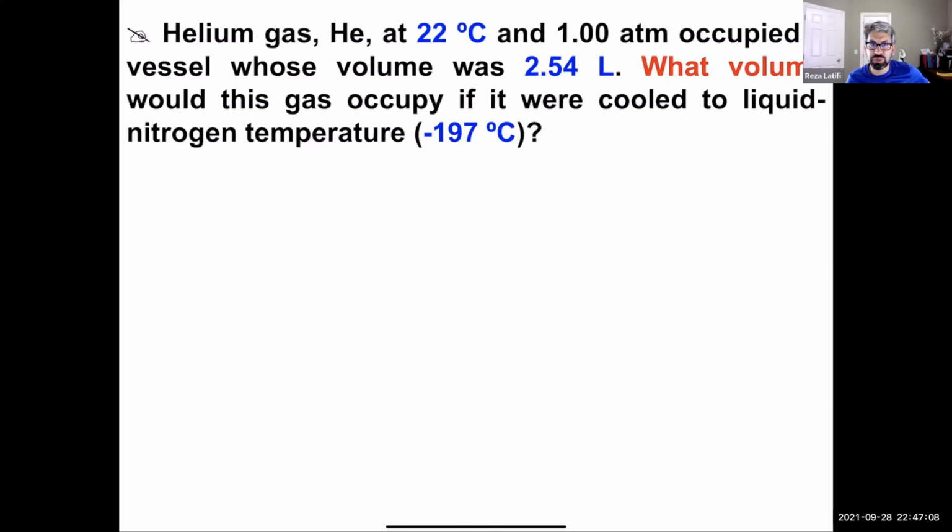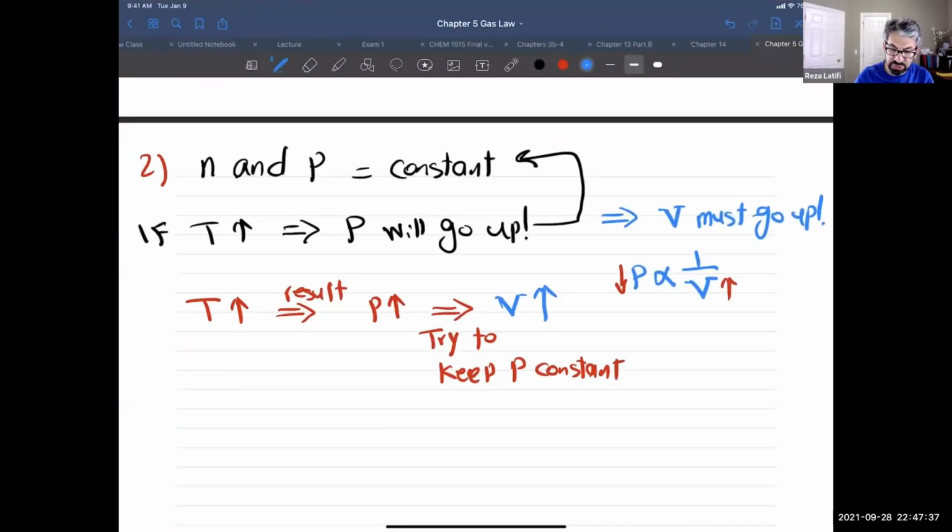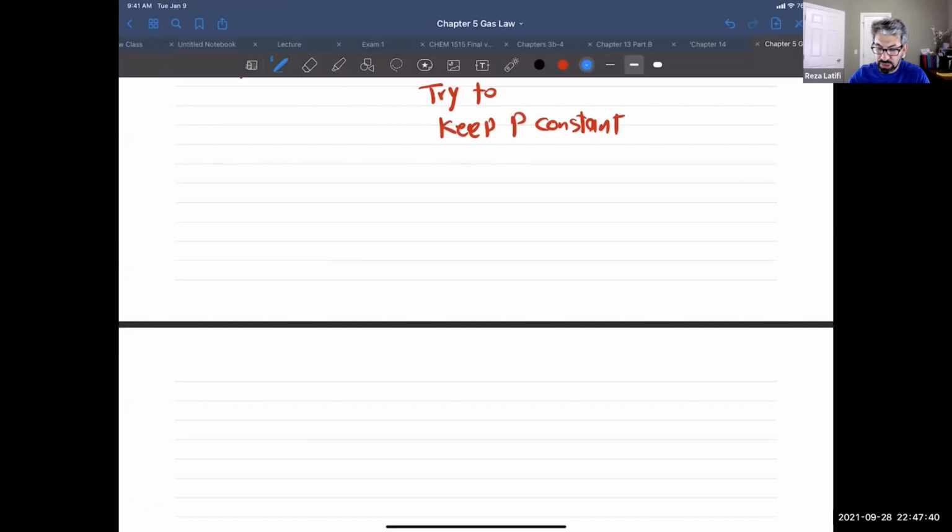It says the initial temperature is 22 degrees Celsius. Initial volume is equal to 2.54 liter. We keep the pressure constant, 1 atmosphere. Now tell me what's going to be the final volume when the final temperature is minus 197 degrees Celsius. So you have both temperatures. You have the initial volume. You're looking for the final volume. Okay, look at the temperatures. Temperatures in degrees Celsius, you need to have them in Kelvin.